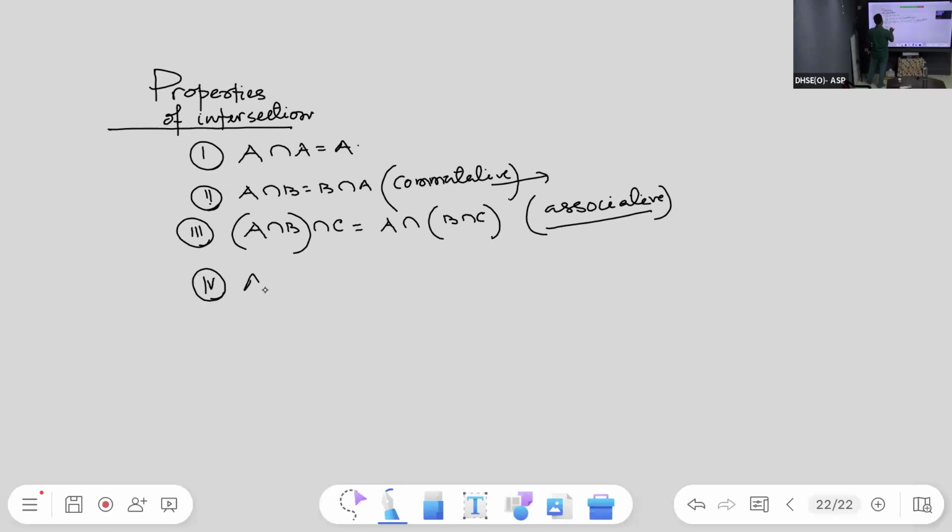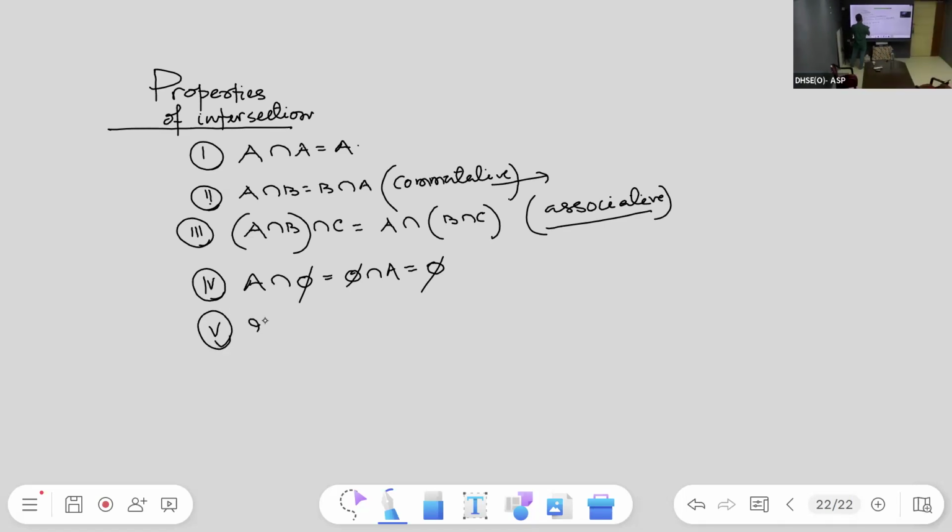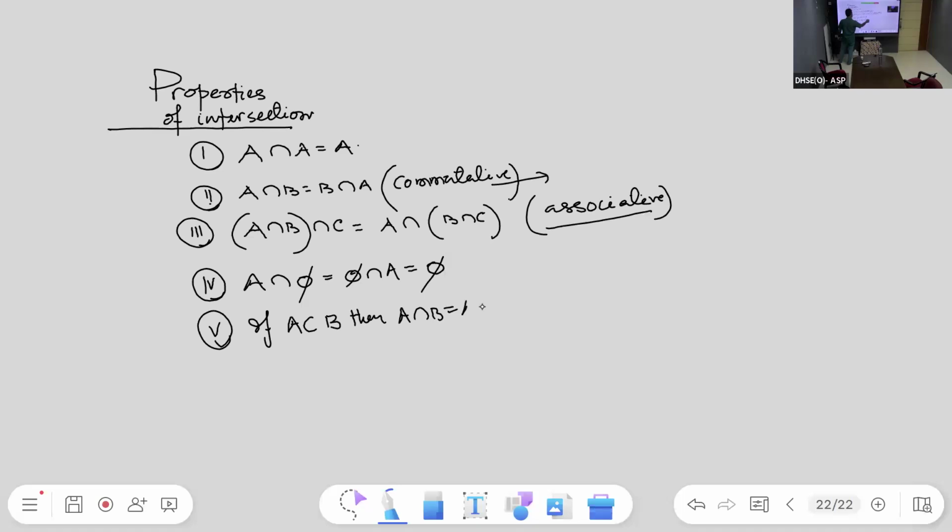A intersection phi is equal to phi intersection A is equal to phi. Null set. Property 5. If A is a subset of B, then A intersection B is equal to A.